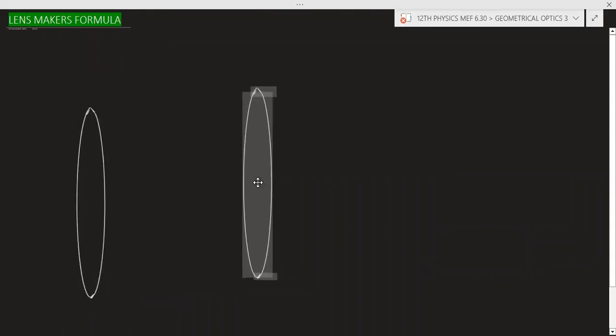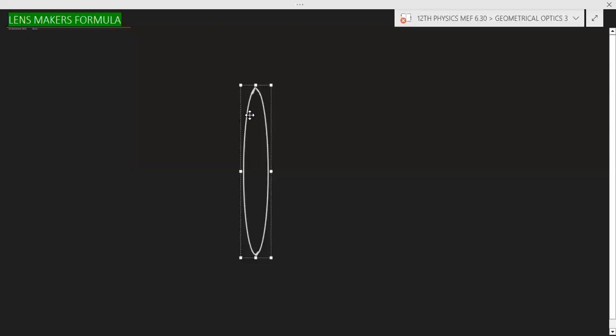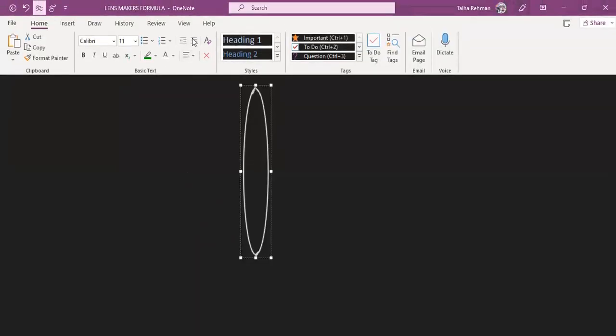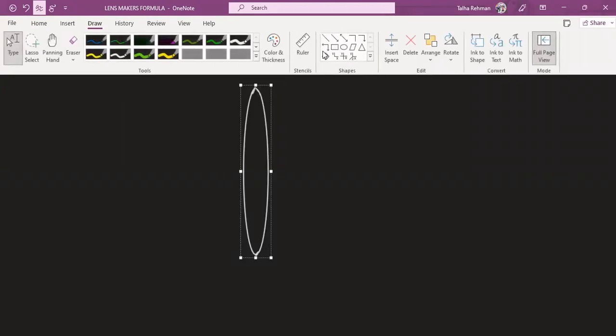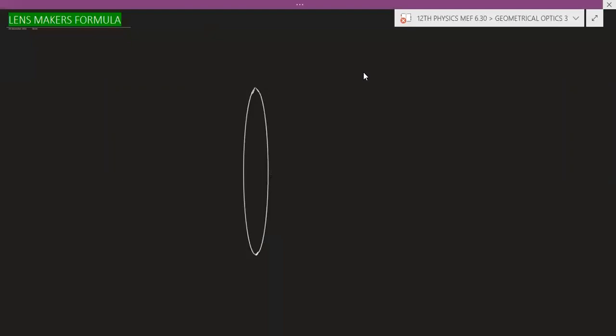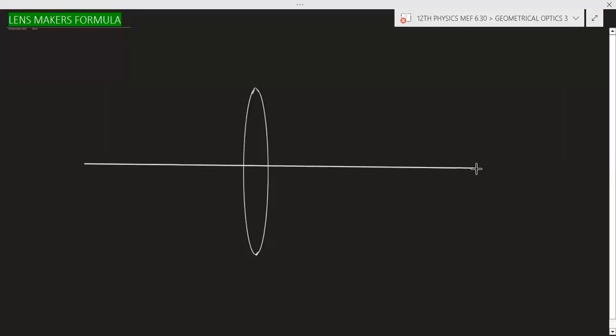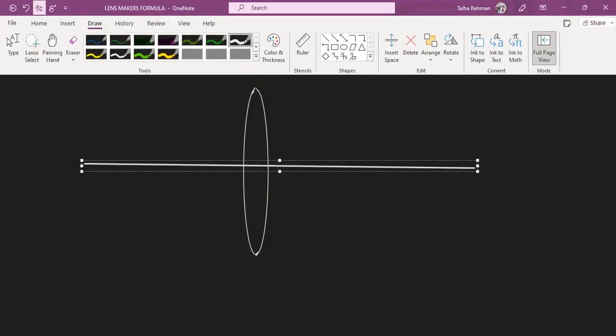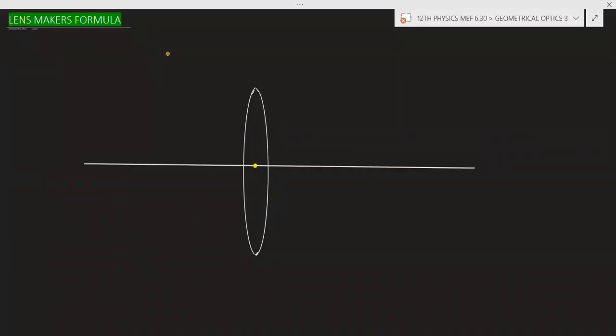So suppose this is a convex lens, and this is the principal axis, and here is a point, the optical center. This lens is a thin lens. Thin means the thickness of this lens is very, very small.